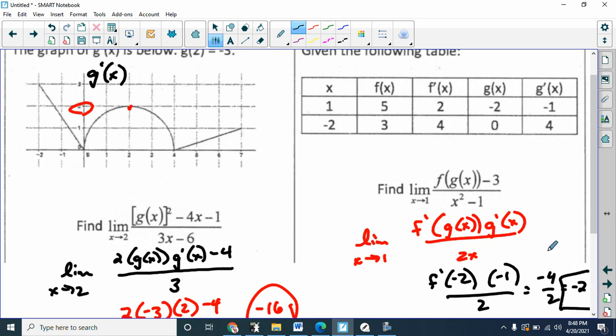So that is L'Hopital's rule. It's a fast, relatively easy way to evaluate limits that are in indeterminate form. Reach out if you have any questions.